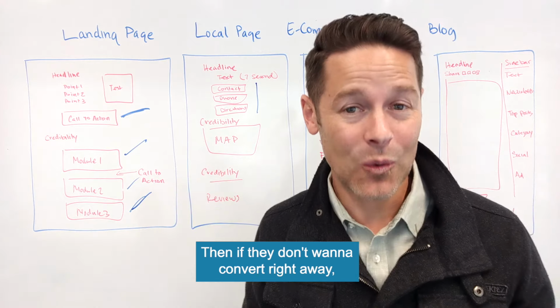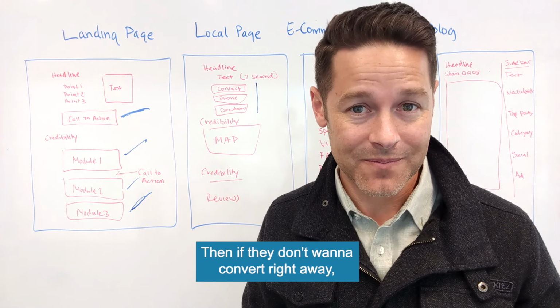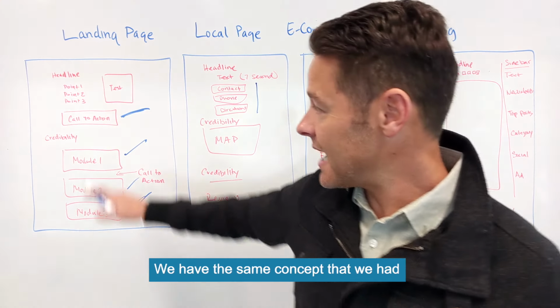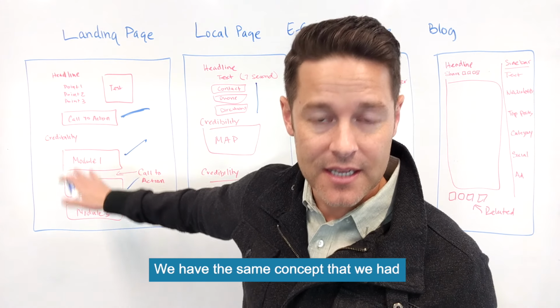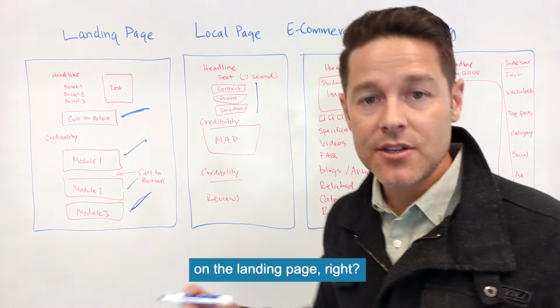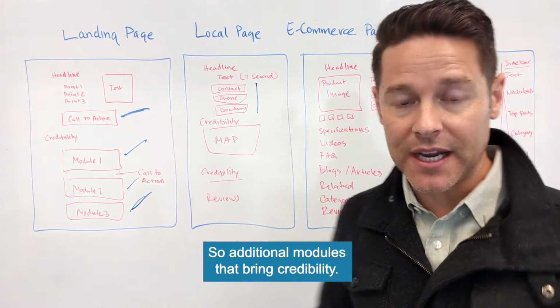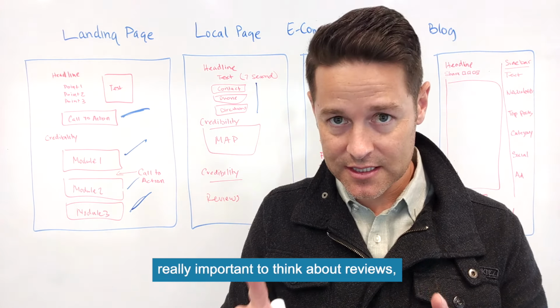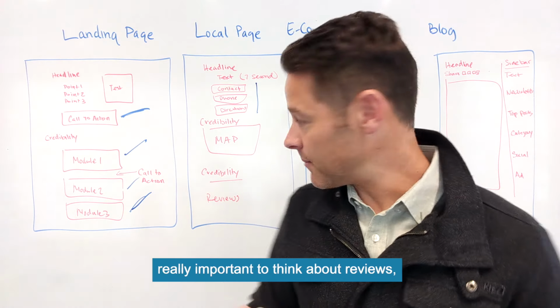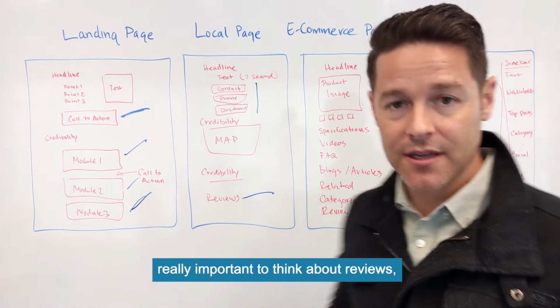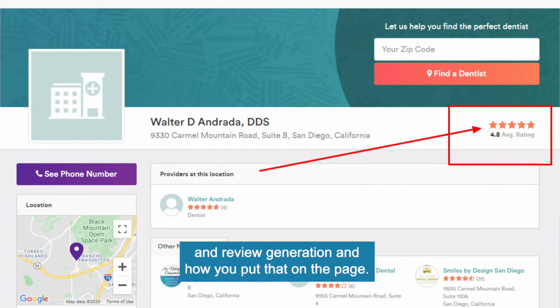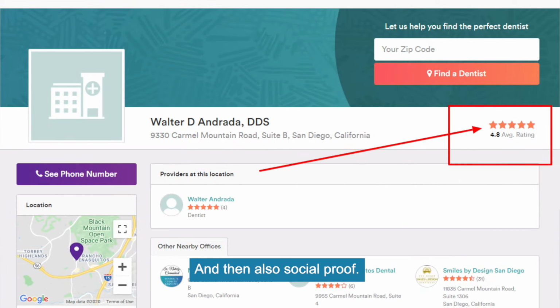And then if they don't want to convert right away, they need more information, we have the same concept that we had on the landing page, right? So additional modules that bring credibility. Now, two other quick things, really important to think about: reviews and review generation and how you put that on the page, and then also social proof, okay?